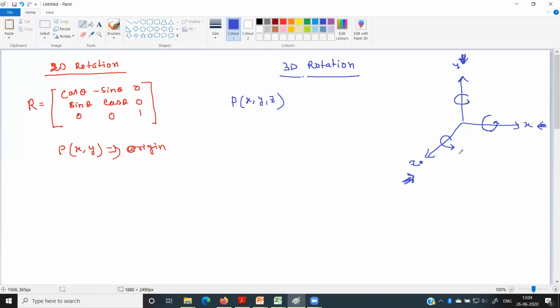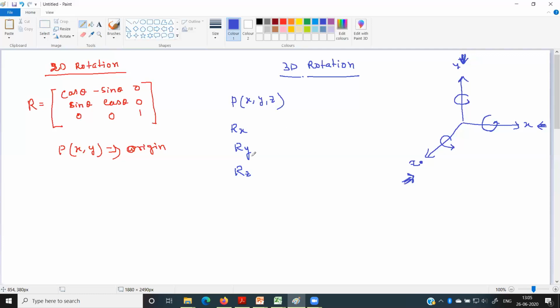So depending on which axis we are observing the rotation of the object from, we have three rotation matrices. One is the rotation matrix Rx, that means we are observing the rotation along x direction. Rotation matrix Ry, that means we are observing the rotation along y direction. And rotation matrix Rz, that means we are observing the rotation along z direction. So if I observe the rotation along x direction, the x will not change, only the values of y and z will change. That means the rotation operation will be performed in the YZ plane.